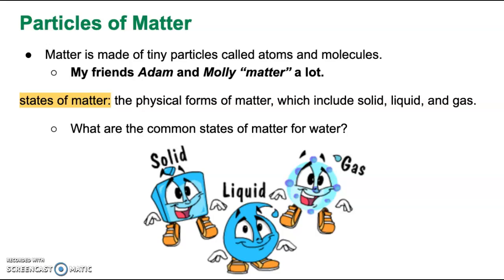So all matter is made up of these tiny particles called atoms and molecules. And these atoms and molecules, these tiny pieces of matter, can change in their state pretty frequently, pretty easily. The states of matter are the physical forms in which these atoms and molecules are going to exist. Solids, liquids, and gases are the most common of those types of state, but they're not the only ones.